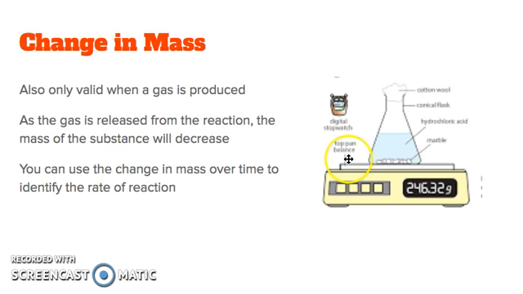and then you can use that to measure the rate of reaction, because you can see that in 10 seconds 3 grams were lost, in another 10 seconds another 3 grams were lost. So you can plot the points and figure out the rate of reaction with your tangent lines.